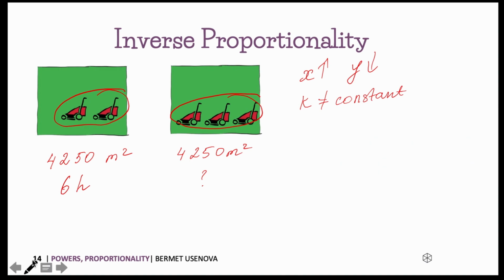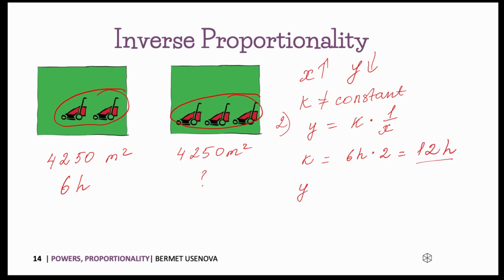The second method will be by using the inverse proportionality equation. So the inverse proportionality equation looks like this. K is a factor that shows us how many hours we need 1 lawnmower to finish the job. We can find it by multiplying 6 hours by 2, which equals 12 hours. And then we will just put it into our equation and we'll find y as 4 hours. And that's it. Now we will move to the third part of our chapter.